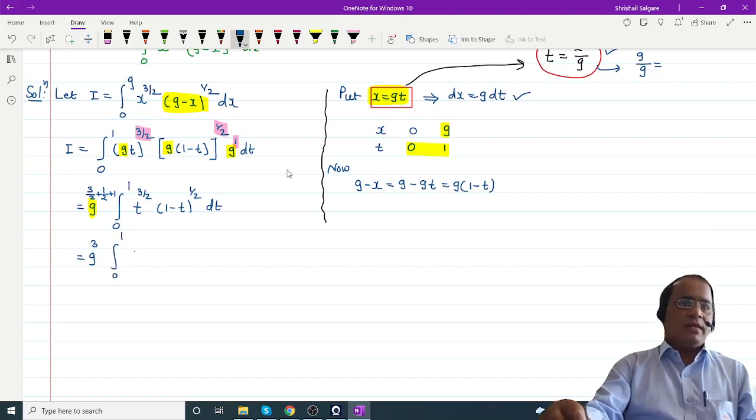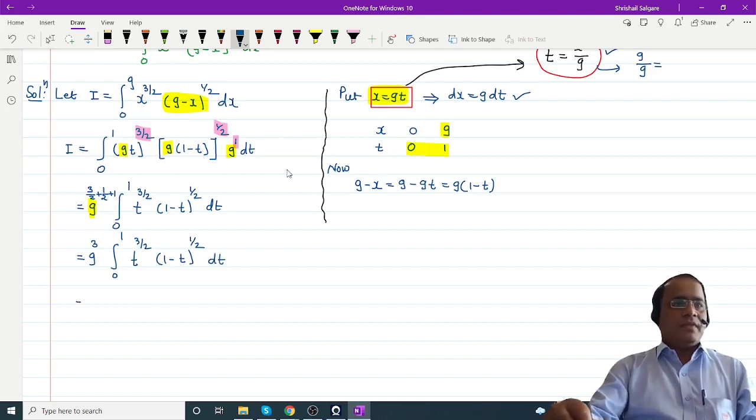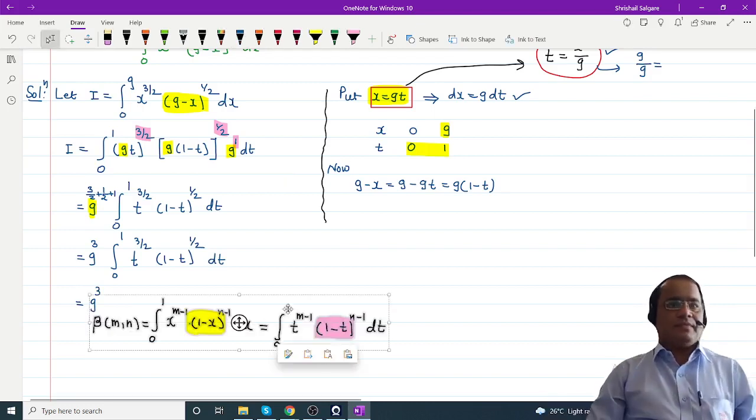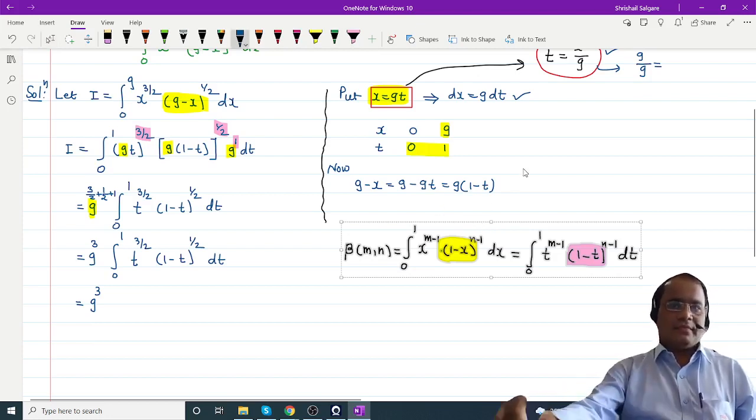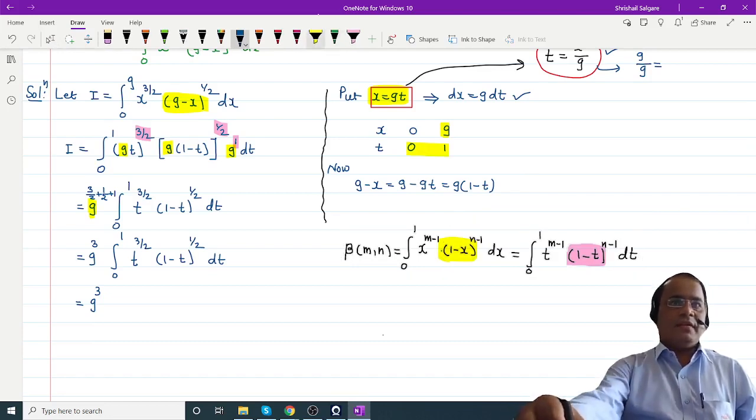Now the remaining integral 0 to 1 t raised to 3 by 2 into 1 minus t raised to 1 by 2 dt. Now, Atharu, can I write this integral as a beta? For your understanding, the definition is with you. Can I write this integral as a beta? Atharu, are you in the meeting? Yes, sir. Okay, tell me. Can I write it as a beta? If you want, I will highlight the term. Yes, sir. We can write.